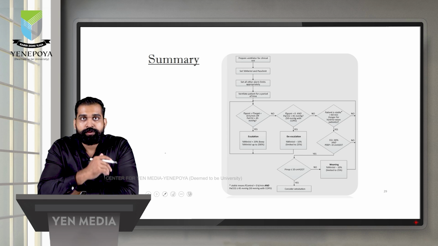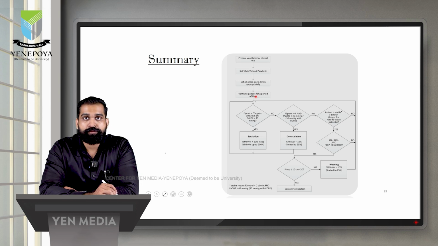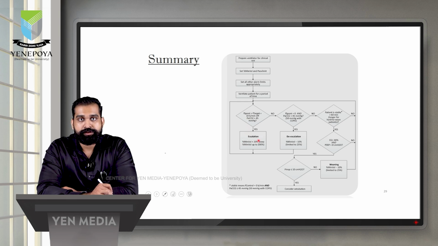Now, just to give you a quick summary, once you have set up the mode and you're ready to ventilate, you look at the patient's respiratory effort. If the spontaneous effort is more than the target effort, then you escalate. If the SpO2 is low, then you can escalate. You will escalate the percent minute volume in increments of 20%, making sure that you're not going above 200%.